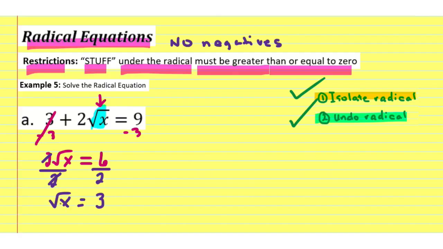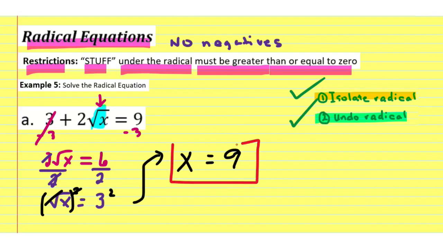So how do I undo a square root? Well, I square a square root to undo it. And if I do it to one side of the equal sign, I also have to do it to the other side of the equal sign. So this radical and this square are going to cancel each other out. I am going to end up with x is equal to 3 squared, and 3 squared is equal to 9, and I am finished. X equals 9 is the one x-intercept of my radical equation that I started with.